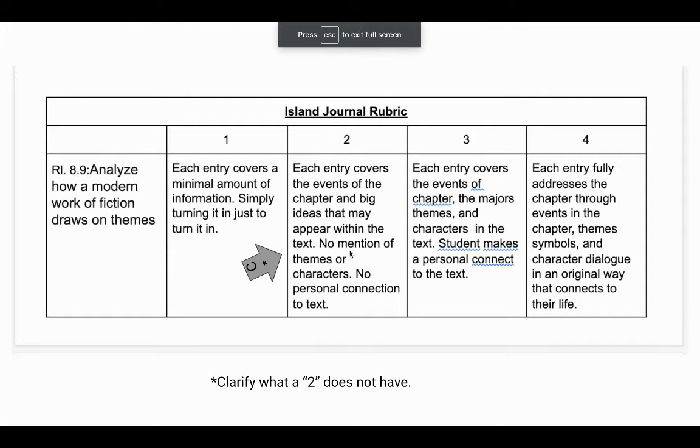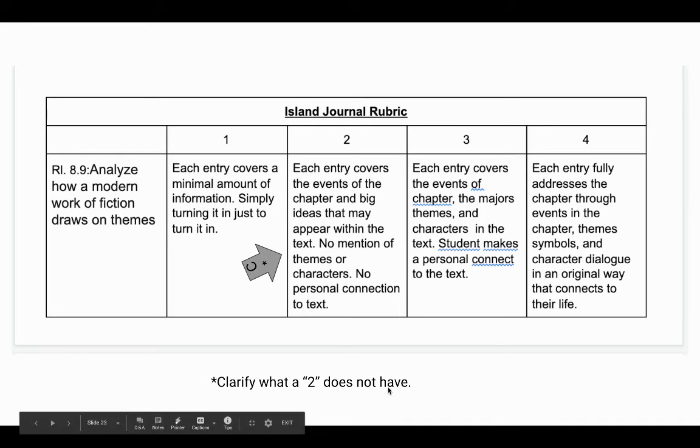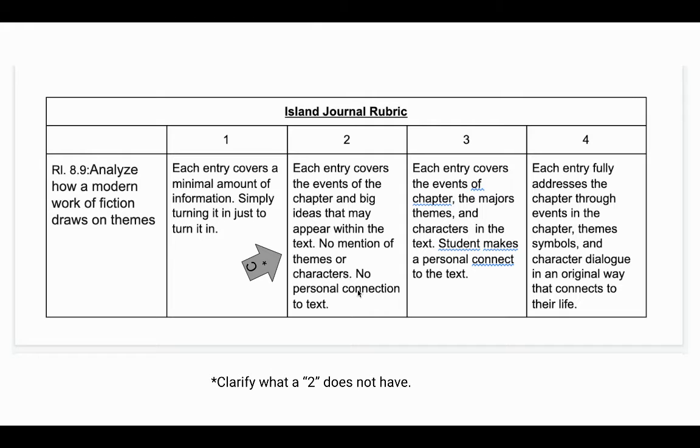The rubric is really important as well. I suggested that you need to define what a 2 means by saying what it doesn't have. Like if it doesn't mention the theme or the characters or the personal connection, then it's not a 2. All of those things have to be a 3.